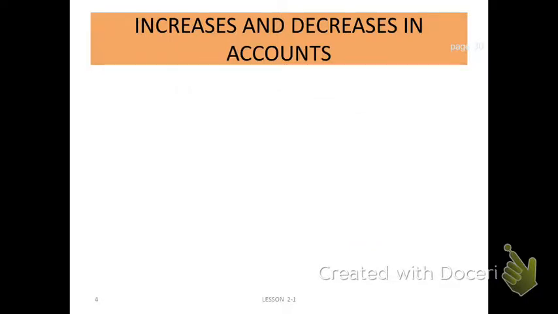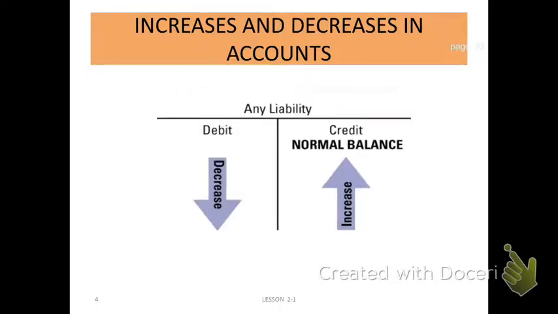Next, we have liabilities. And liabilities act opposite of an asset in this case. Liabilities increase on the credit side, which therefore means the normal balance side is also on the credit side. Now, as far as decreases, that's the side opposite the normal balance side. So liabilities, such as accounts payable, would decrease as a debit.